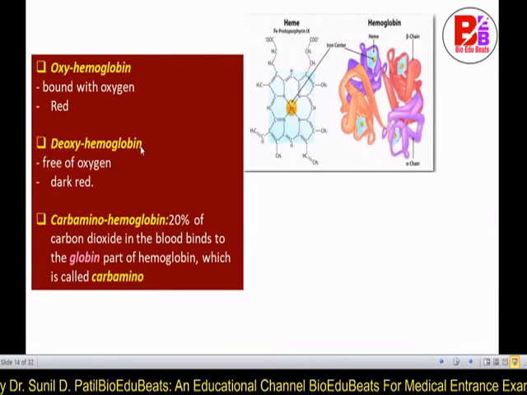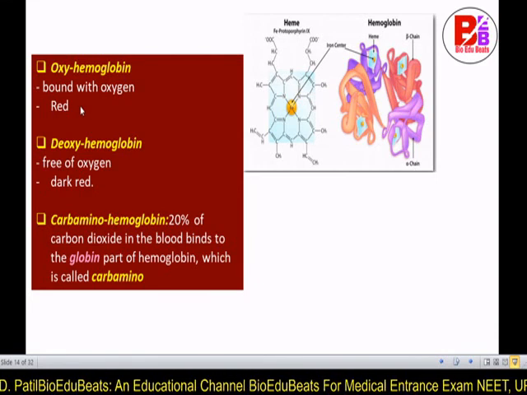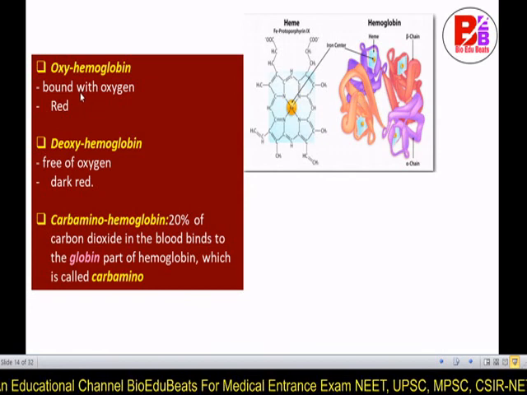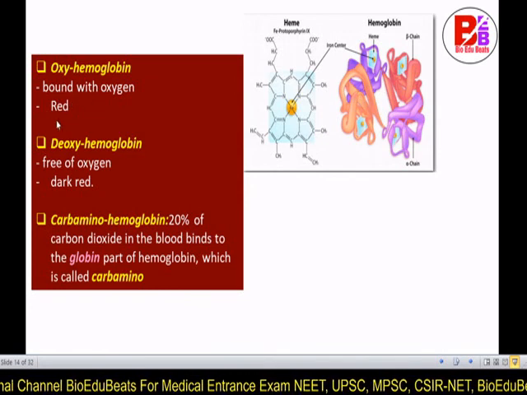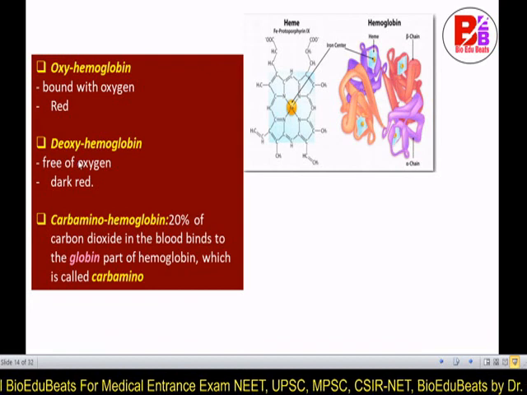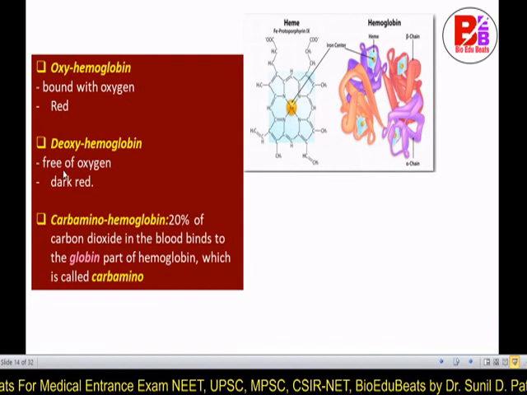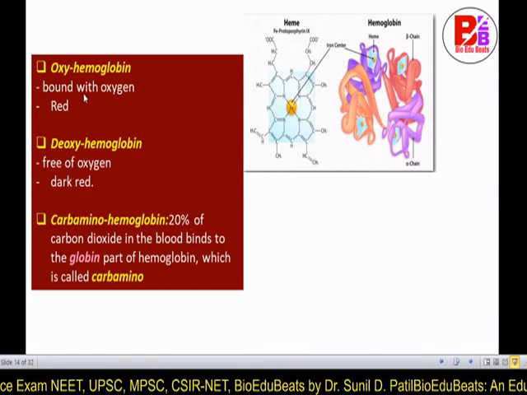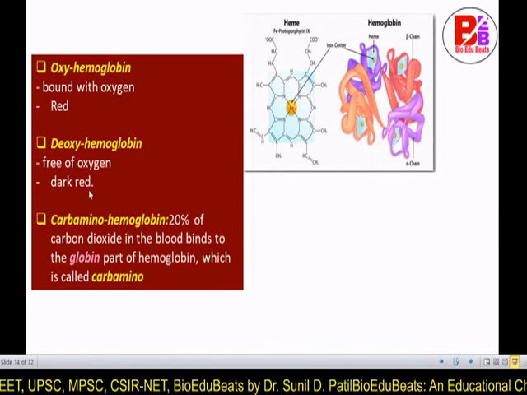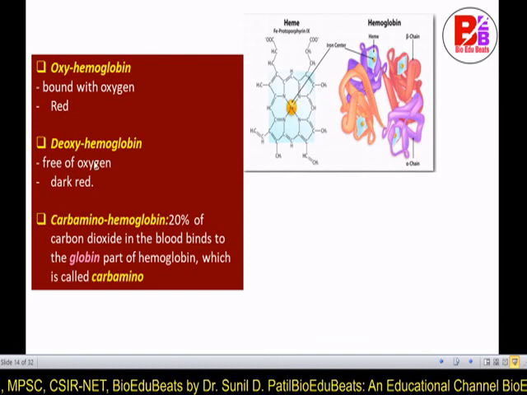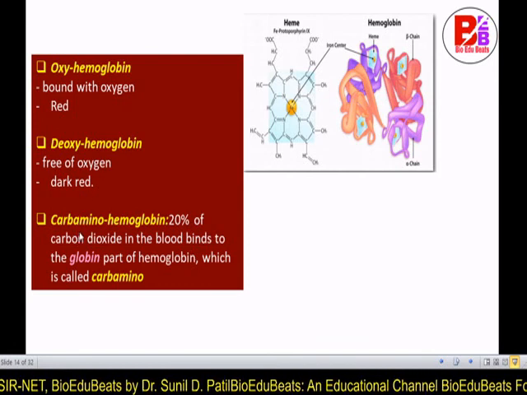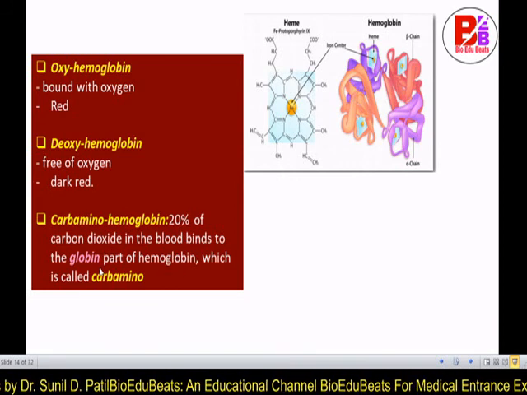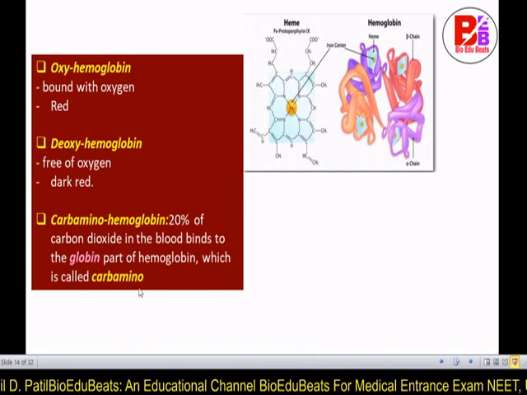Oxyhemoglobin: when hemoglobin plus 4 molecules of oxygen, it is called oxyhemoglobin. Then it looks bright red. Deoxyhemoglobin: when the hemoglobin is free of oxygen, it looks dark red. So bright red when oxygen plus hemoglobin, and dark red when only hemoglobin without oxygen. Carbaminohemoglobin: 20% of the carbon dioxide in the blood binds to the globin part of hemoglobin, which is called carbamino.